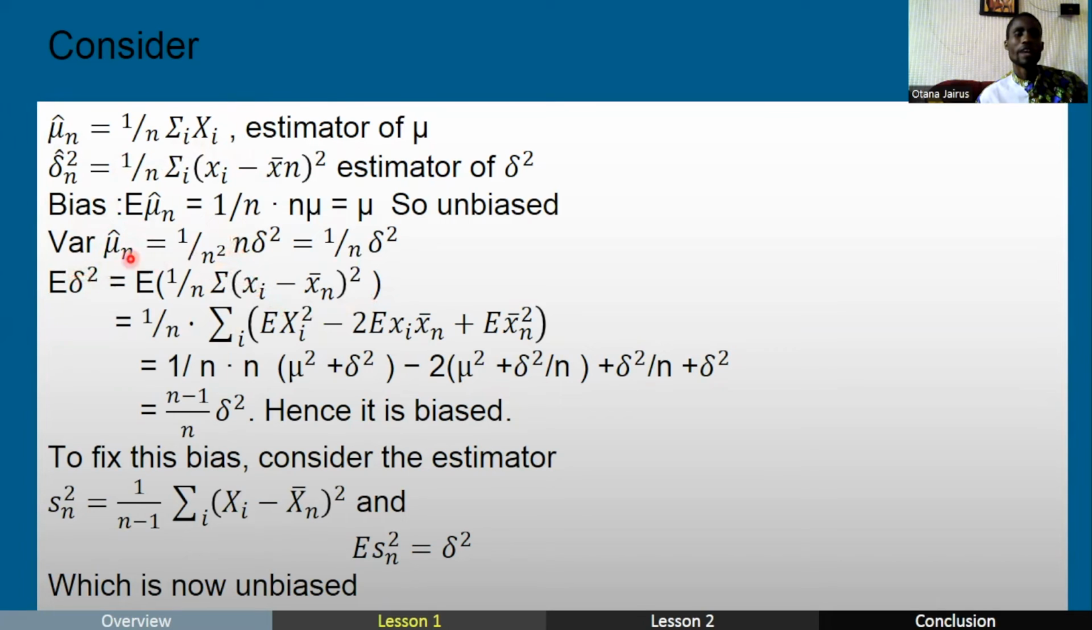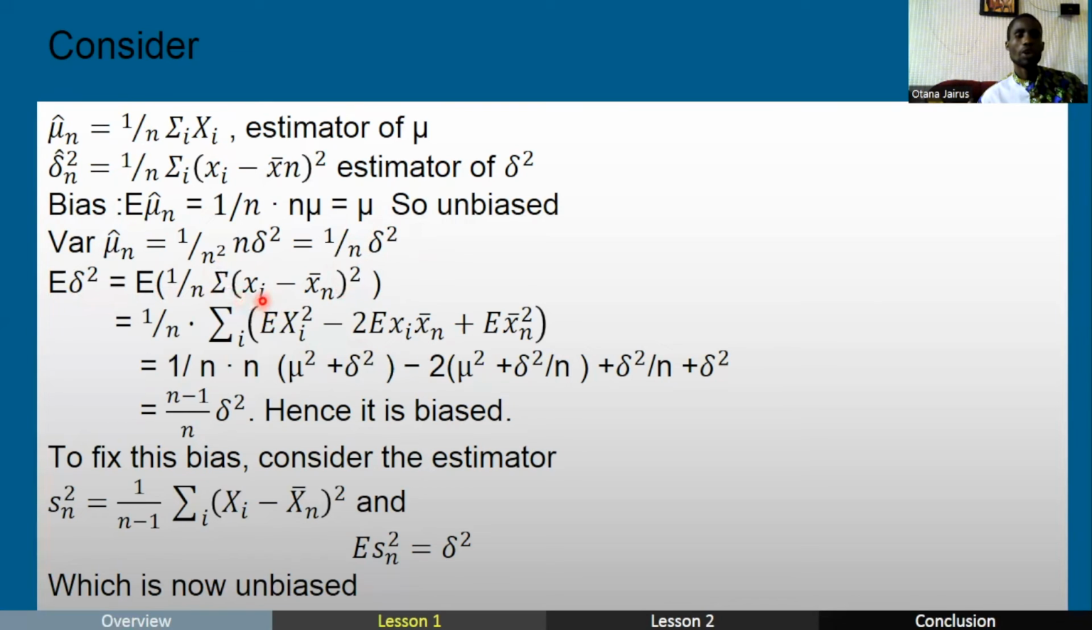We get the variance by taking 1 over the sample size squared, multiplied by the sample size times sigma squared. When you compute those calculations, you find that the variance of the mean is given by 1 over n sigma squared. That is the variance. So we go ahead and compute the expectation of variance.